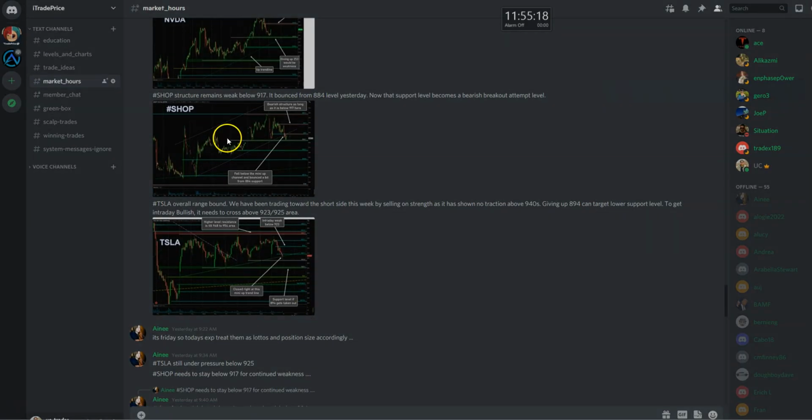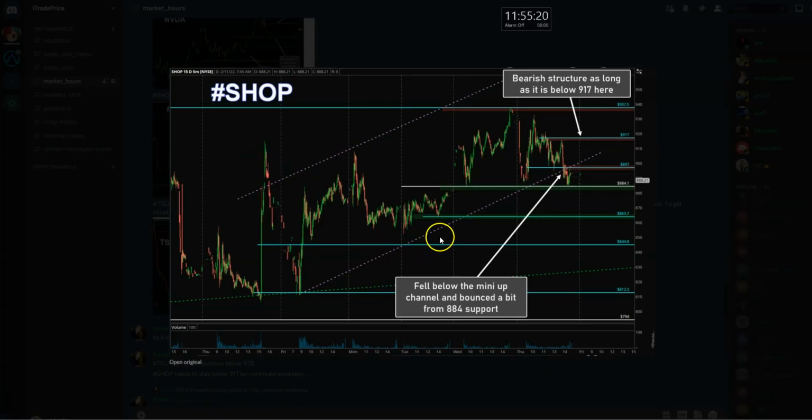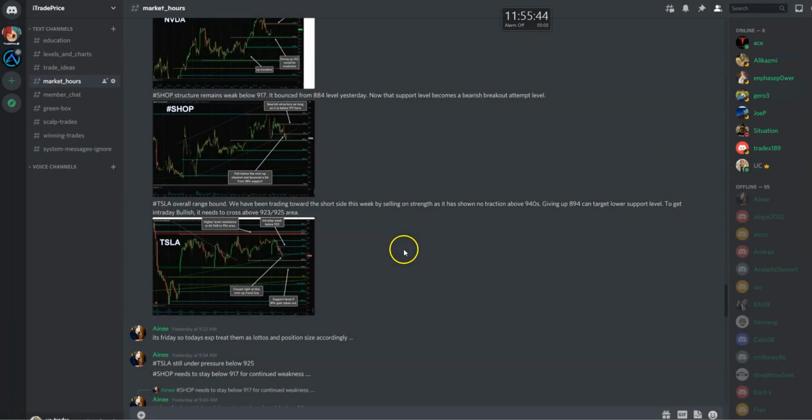Let's go see Shop. Oh my God, I was so bearish on this thing. The chart had bearish written all over it, right? Bearish structure as long as below 970. Number one, it fell below the mini up channel and bounced a bit. So 884 is the support right there. You can see on the chart, here's a green shaded area, so that means below that it's breaking down, and I think I kept on saying that in the commentary as well.